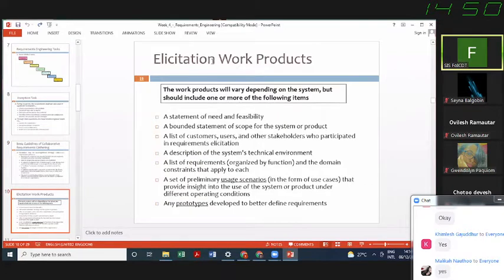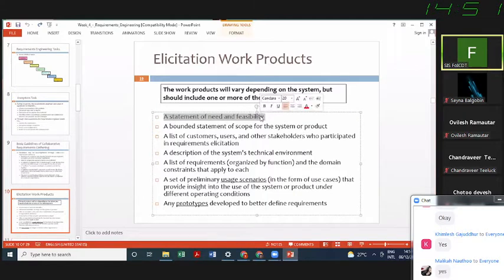And during this, if we are still on the second phase, what are some work products that we can expect? The work products will vary depending on the system, but should include one or more of the following items. A statement of need and feasibility.